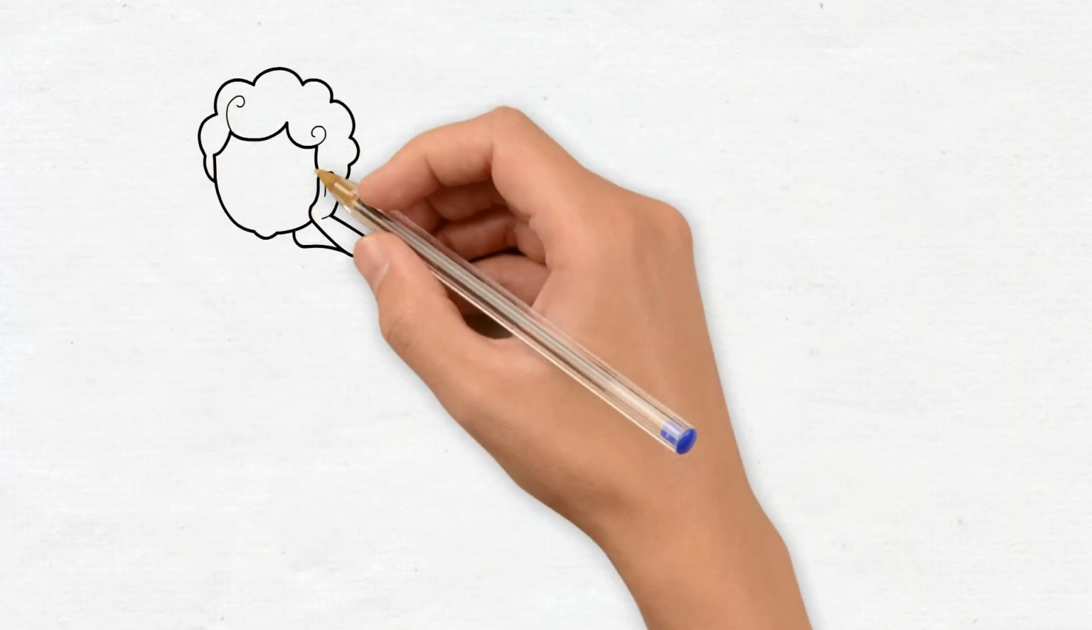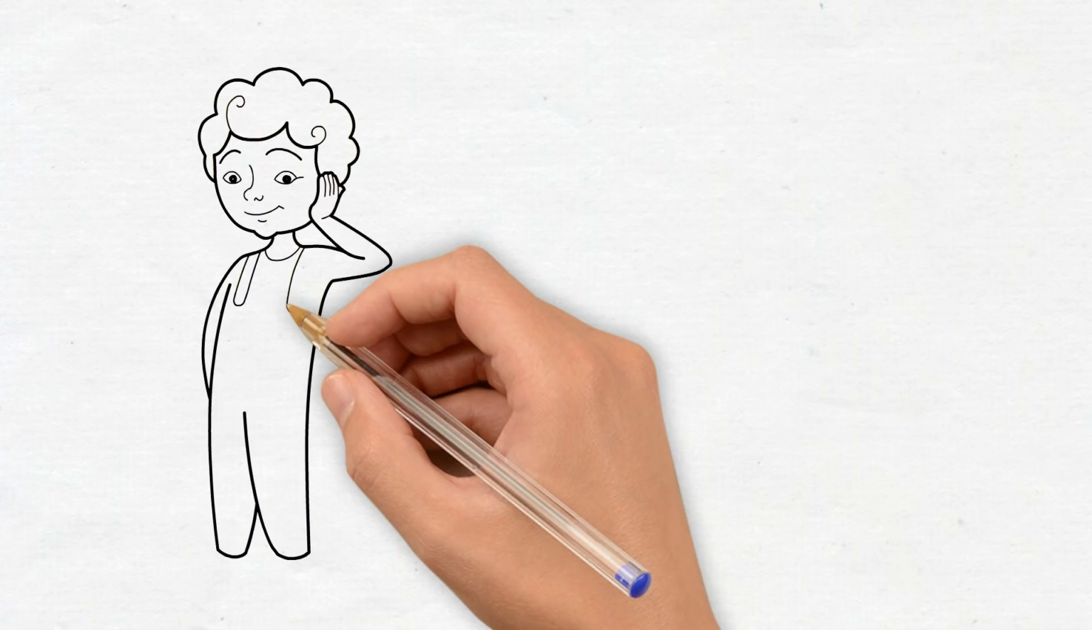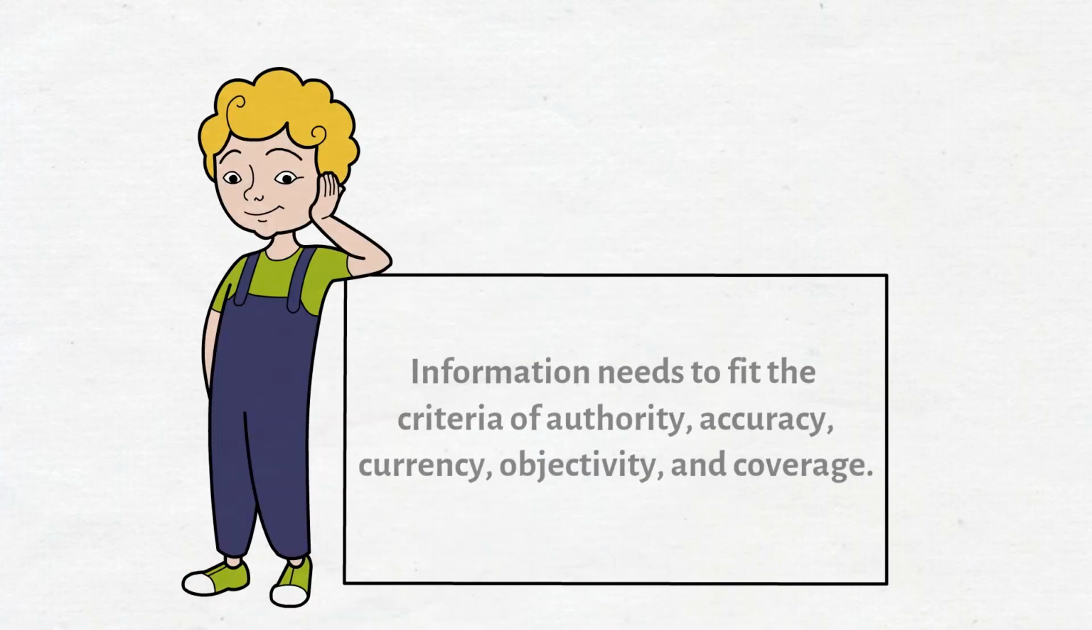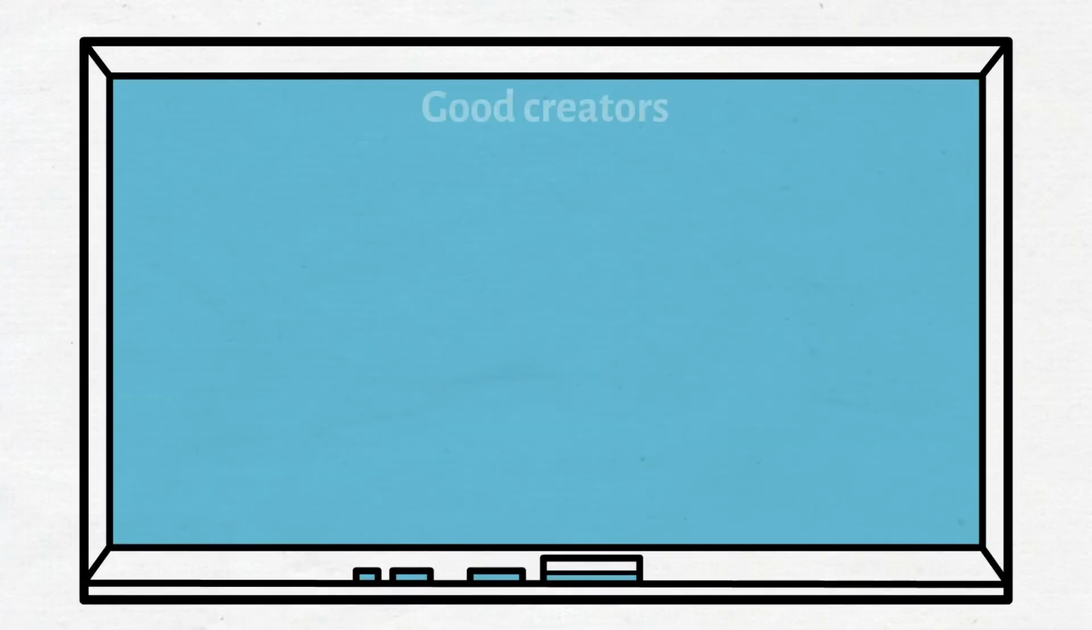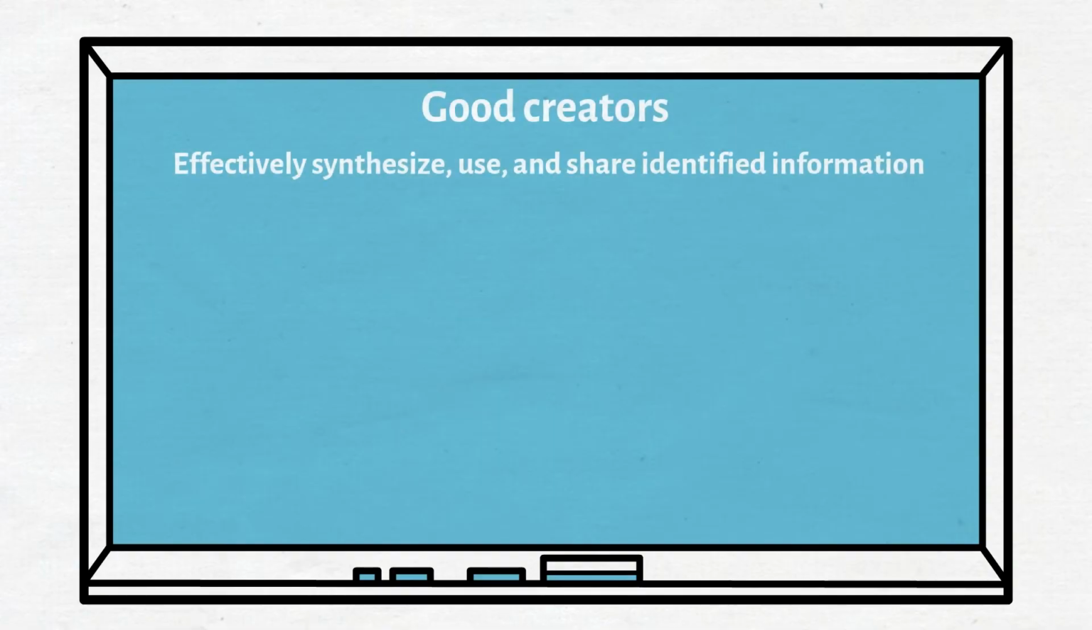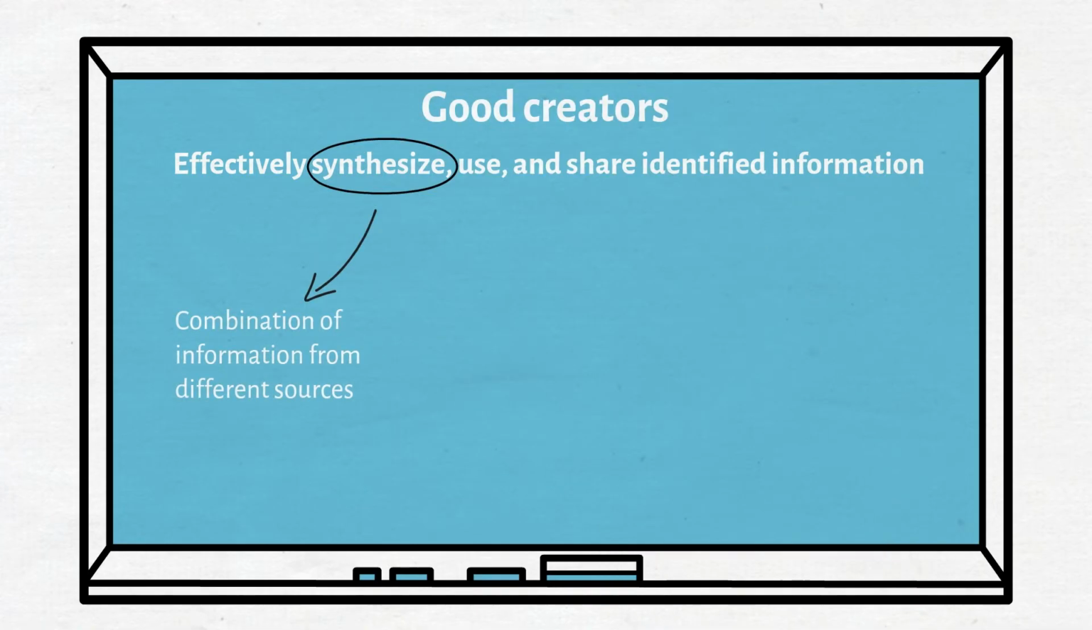Answers to these questions help consumers know which information is credible and whether information fits the criteria of authority, accuracy, currency, objectivity, and coverage. Once good consumers of information identify a need for information, search for the information from credible sources, and evaluate information, they need to be good creators. Good creators effectively synthesize, use, and share identified information. Information synthesis involves the combination of information from different sources to create and/or support an opinion.